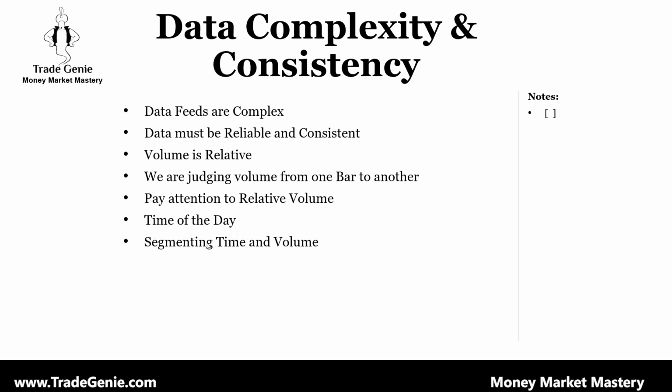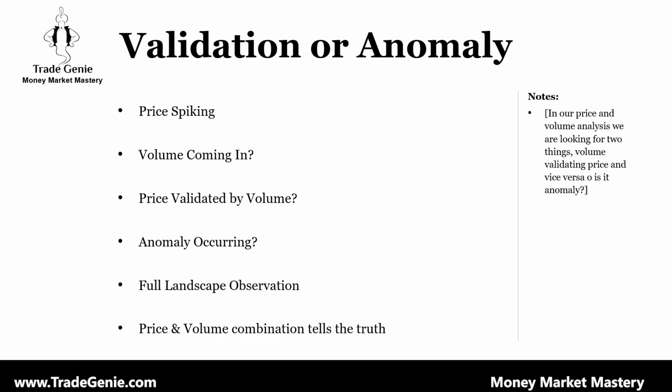So pay attention to the time of the day, and segment the time and volume. What time of the day it is, what kind of volume it is, what history it has. Do that, and then look for validation or anomaly. This is the matching and mismatching I explained to you. Look for the price spiking, volume coming in, price validated by volume, or an anomaly occurring. Pay attention to all the validation and anomaly.